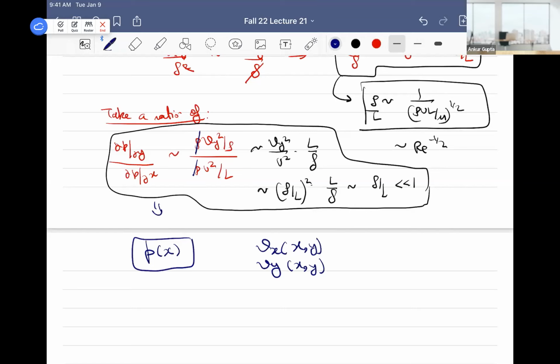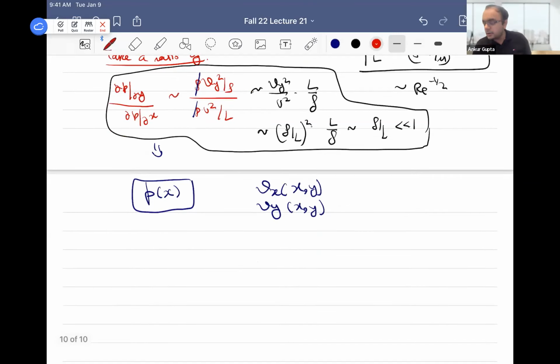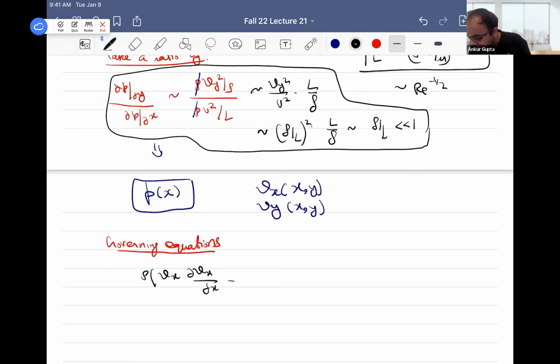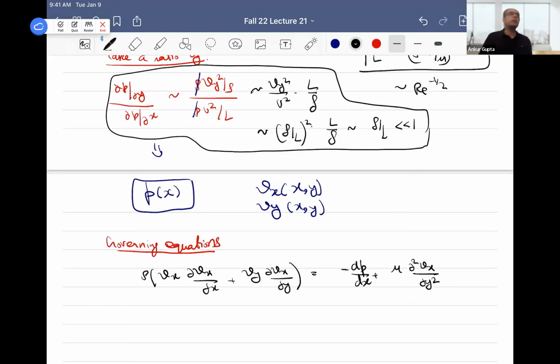Great. So I think we are going in the right direction. Great idea. So let's just go further now and write the equations. Our governing equations now are rho Vx del Vx by del X plus Vy del Vx by del Y is equal to minus dP by dx plus mu del square Vx by del Y square. Okay, so I've dropped the second term.